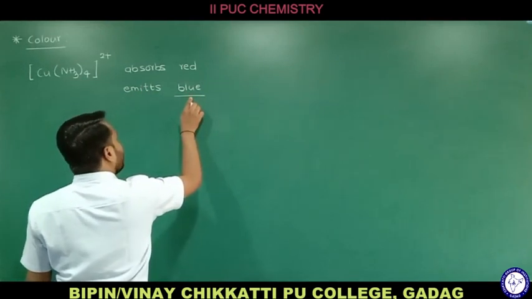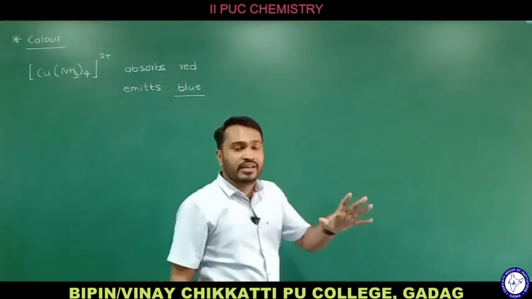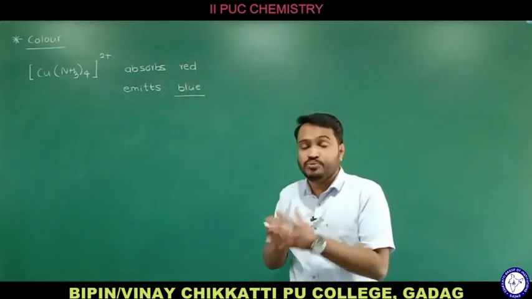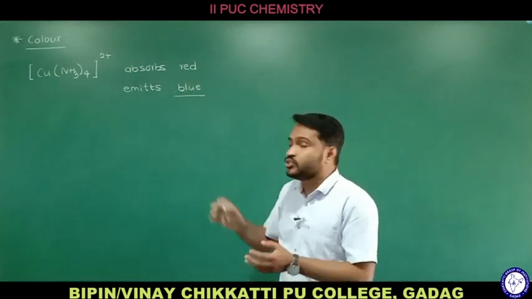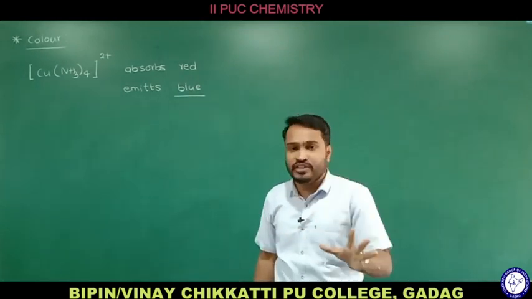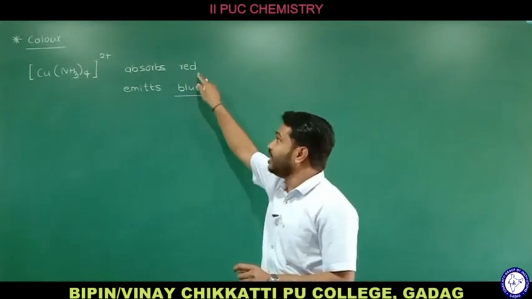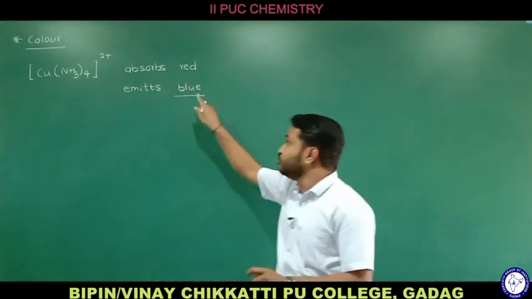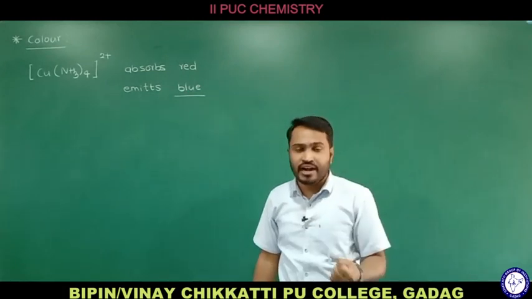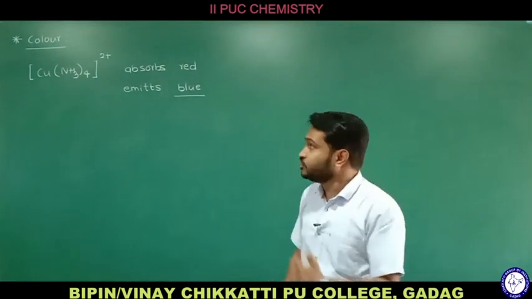So blue is said to be the complementary color of red. Try to understand the word I use: blue is the complementary color of red. Why? Because the red color is absorbed by the complex and the blue color is emitted by the complex, and the color emitted is responsible for the color of the coordination compound. Therefore blue is the complementary color of red, and this compound has a blue color. Any compound that absorbs the wavelength of red and emits the wavelength of blue will have a blue color.